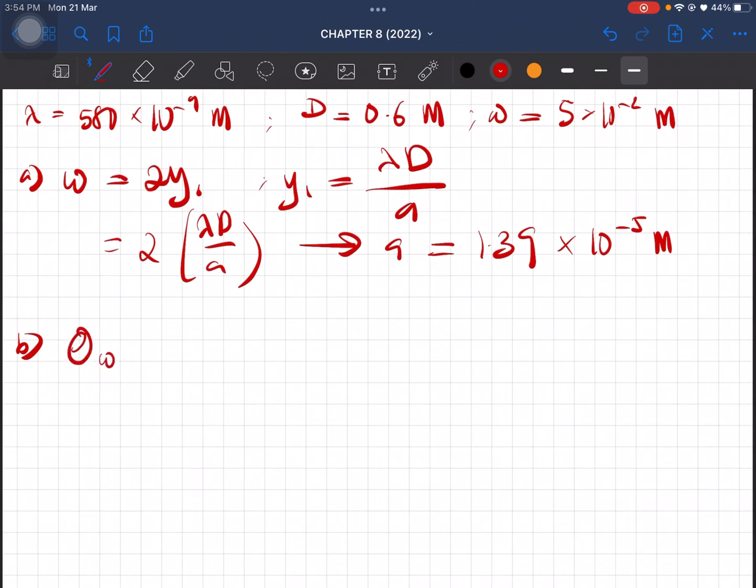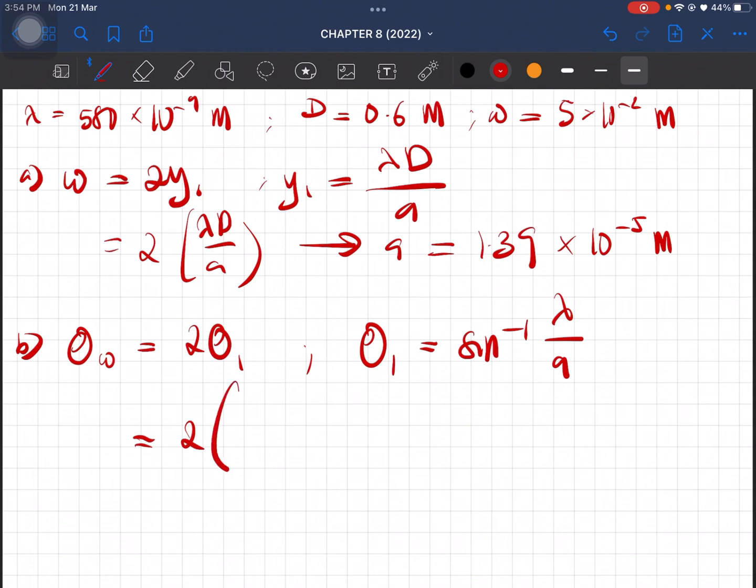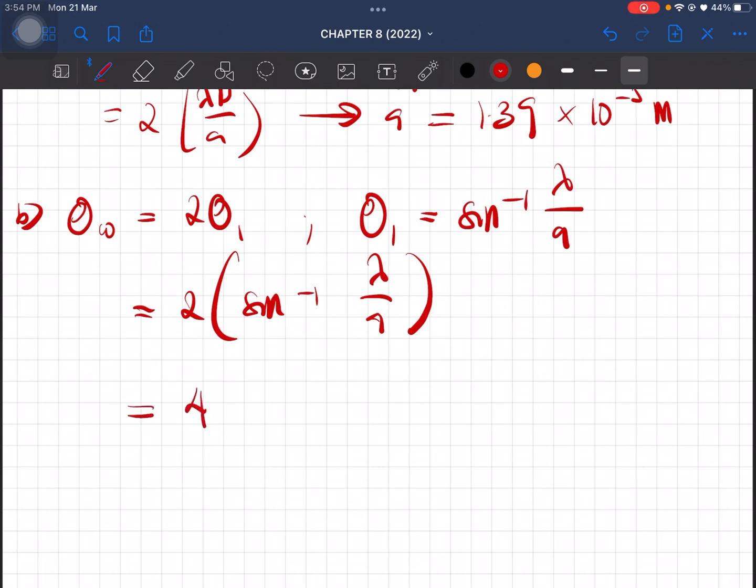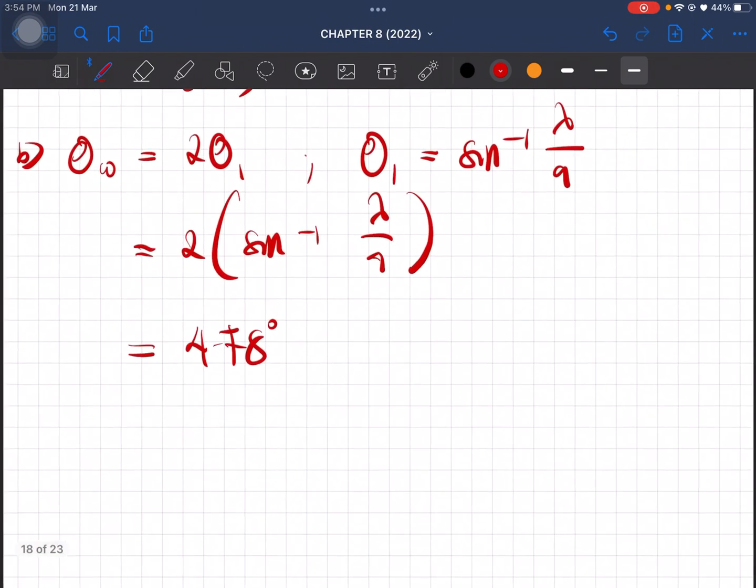That is, angular width is that one, and then you know that this is the equation where the first angular width is this equation here. Okay, so this is all in our notes. You just have to apply the equation. Okay, so from here you will then get 4.78 degree as the angular width of the central maximum fringe.